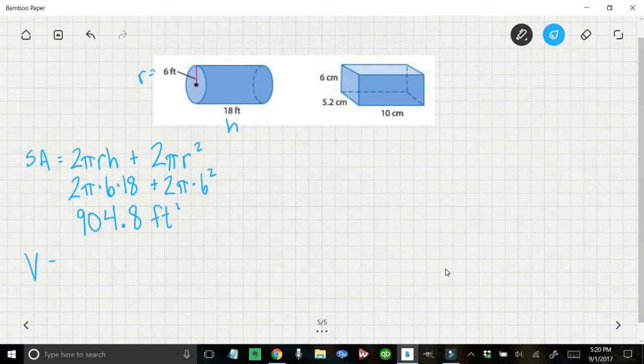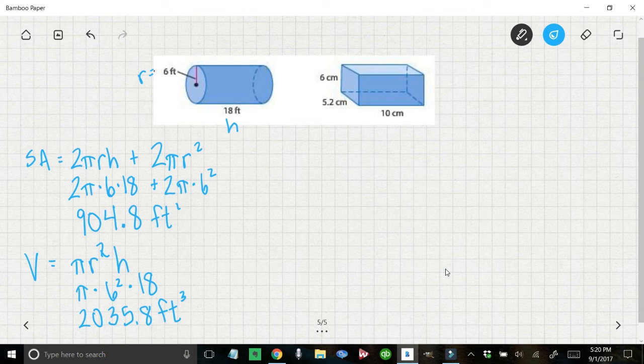And for volume, the formula is pi r squared h, times the height. And this is going to be pi times the radius 6 squared times the height, which is 18. And grab your calculator again, type it in. You should get 2035.8, and that's cubic feet, or feet cubed.